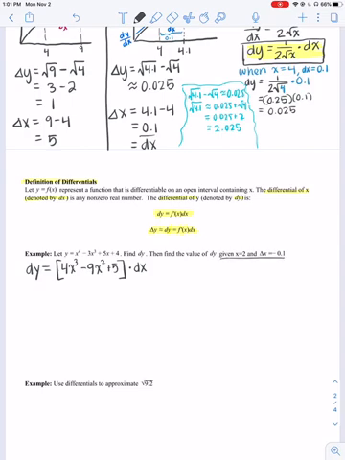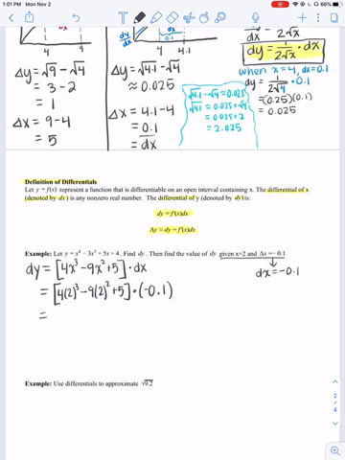Now we're going to find this given x equals 2 and delta x equals negative 0.1. Remember, this means dx equals negative 0.1 because delta x and dx are the same thing in these problems. So let's go for it. We're going to have (4 times 2 cubed minus 9 times 2 squared plus 5) times dx, which is negative 0.1. And then we're going to break this down a little bit more.